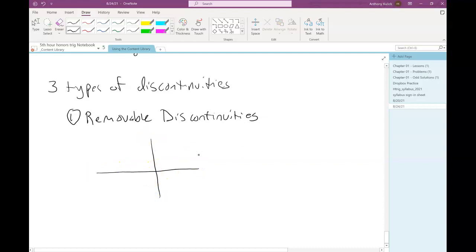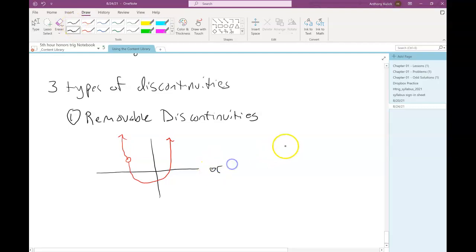So the first kind is a removable discontinuity. We saw this when we graphed general rational functions. So imagine a removable discontinuity. You have your graph, but there's a break in it. There's a point missing. That missing point I'm representing with the open circle there, just like we did in my increasing and decreasing example from a moment ago.